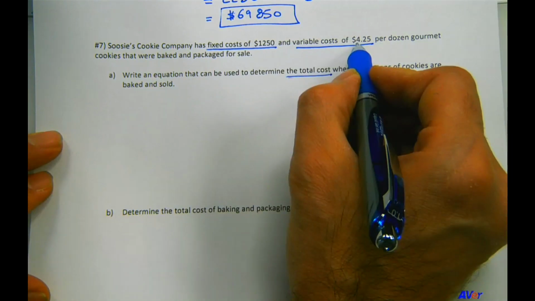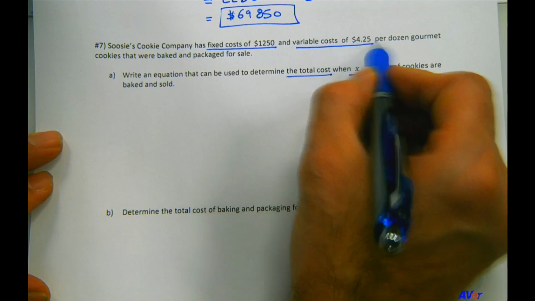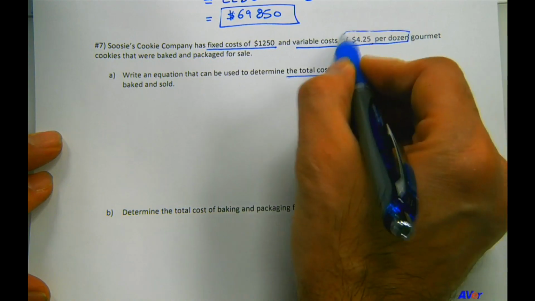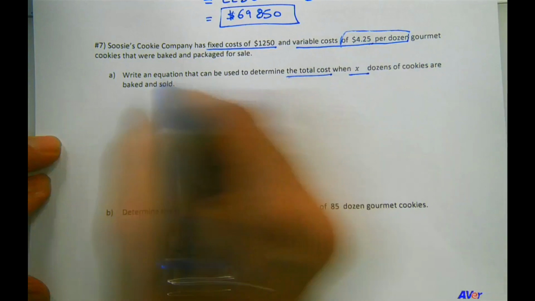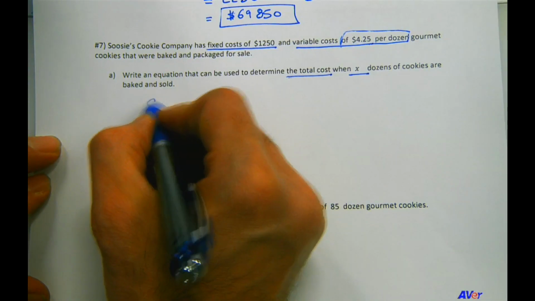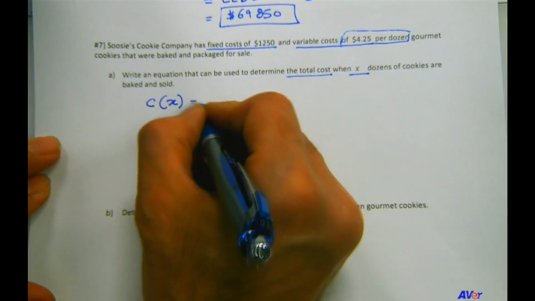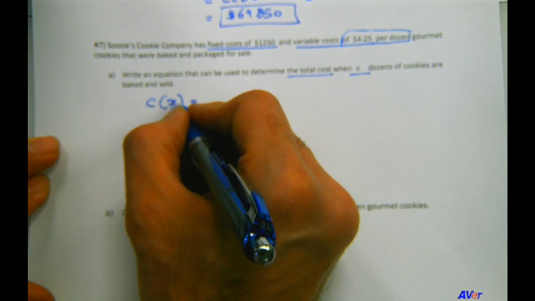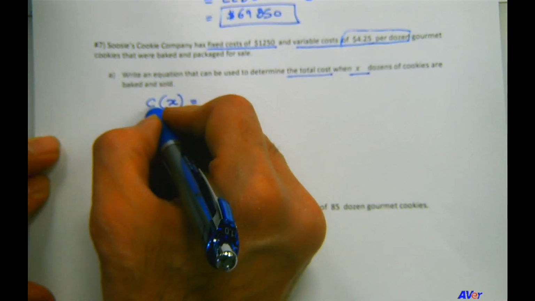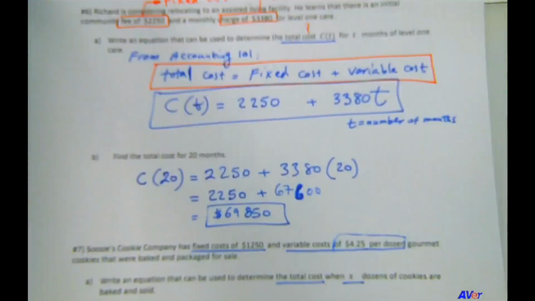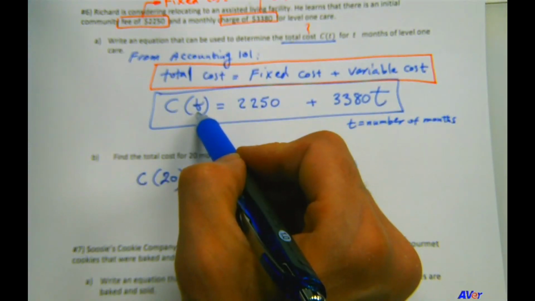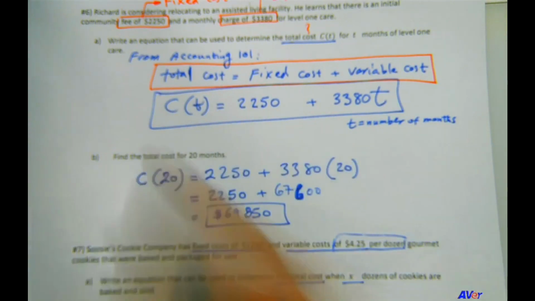So that $4.25 is per dozen, right? So that's the unit, per dozen. So the total cost, let's call it C this time, cost depending on X, because that's what they want us to do. The previous problem depended on T, this is X, right? So X is the independent variable here, and C is the dependent variable. In the previous problem, T was the independent variable, and C was the dependent variable.